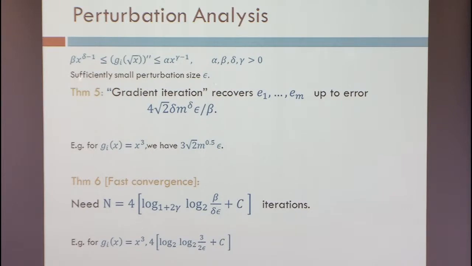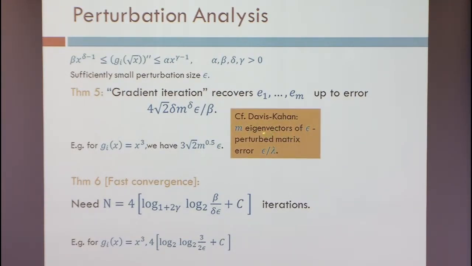Well, what do we need? We need a sufficiently small perturbation size. If you compare, for example, with Davis-Kahan, remember Davis-Kahan: you have a matrix, you add a perturbation to it, and your eigenprojection changes by no more than a certain amount. How much? If you have a perturbation of epsilon, your eigenprojection changes by no more than epsilon over lambda, where lambda is the eigengap.